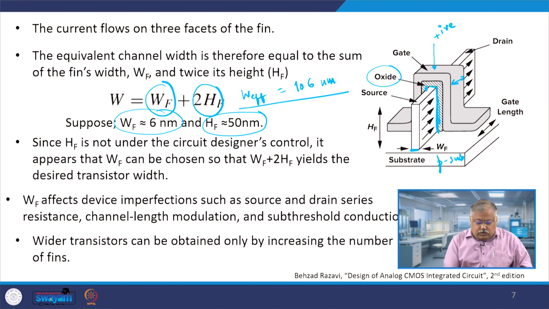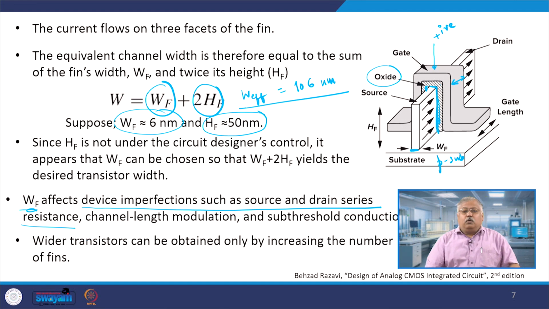Now, as I discussed with you, the width of the device affects device imperfections such as source and drain series resistance, CLM, channel length modulation, and subthreshold conduction. Why? Because if you keep the width very large, then the formation of the inversion layer will be difficult, because the electric fields will be smaller. Similarly, if you keep the width very large, you typically have a reduced value of source and drain resistance, because the larger the width, the larger the cross sectional area, and therefore the lower the resistance offered by the device. However, if you make the width larger and larger, you also end up eating away the silicon area of the fabricated device, and therefore it is advisable to keep an optimal width for all practical purposes.